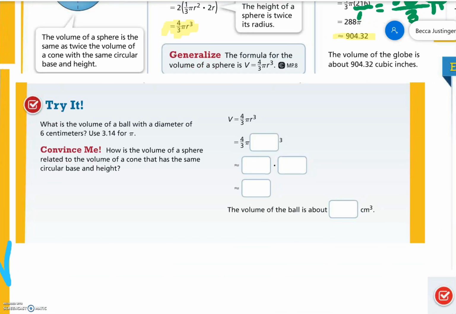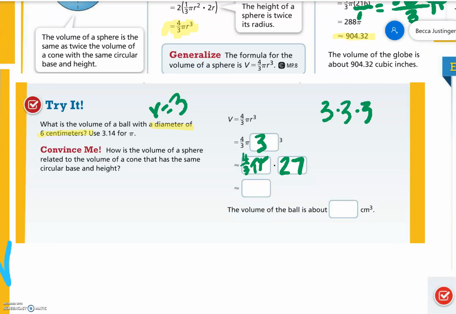Let's try it. What is the volume of a ball with a diameter of 6 centimeters? If our diameter is 6 centimeters, we cut that in half to get our radius. Step 1, write the formula. Step 2, substitute our variables. Well, the only variable we have to substitute in for is our radius, which is 3. And the next step is to do 4/3 pi, and we do 3 to the 3rd power first. So that's 3 times 3 times 3, which just gives us 27.